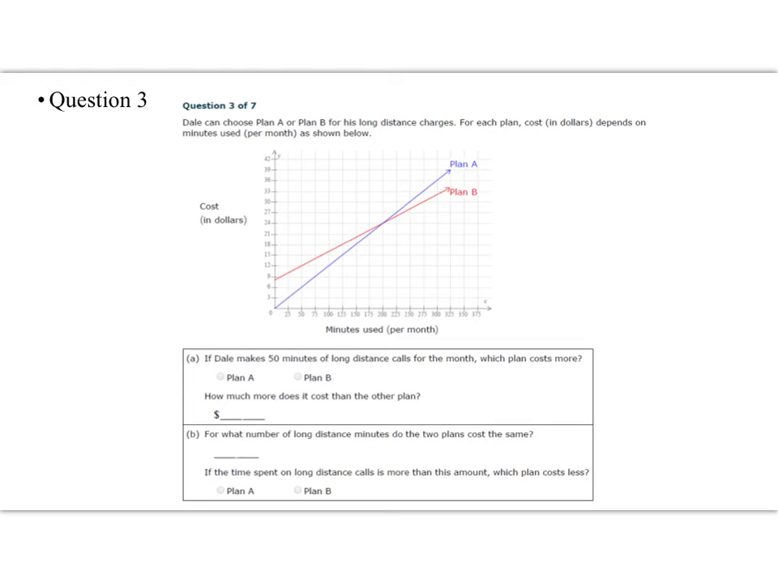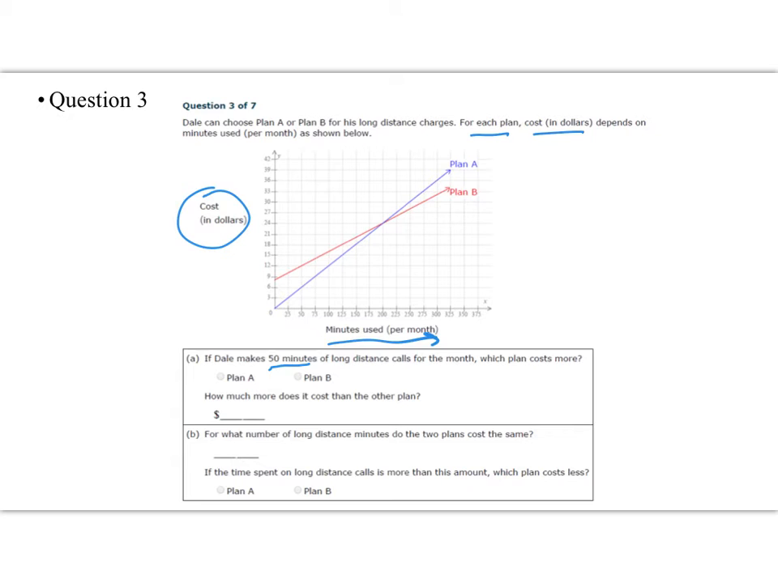So question 3 gives you 2 lines, and it's a word problem. So you have a plan A and plan B. For each plan, the cost is in dollars, so here's your dollars at your y-axis, and it depends on the minutes used per month, and that's your x-axis. If Dale makes 50 minutes, that's x values of long-distance calls for the month, which plans cost more?